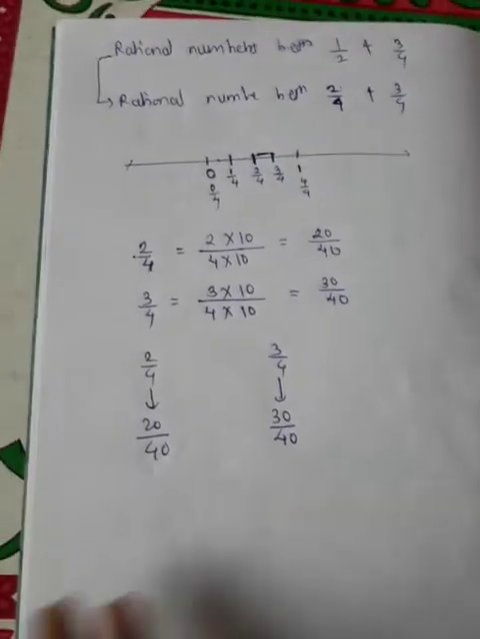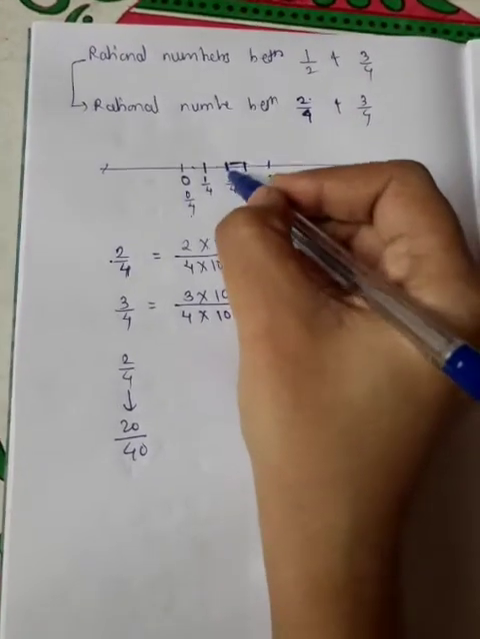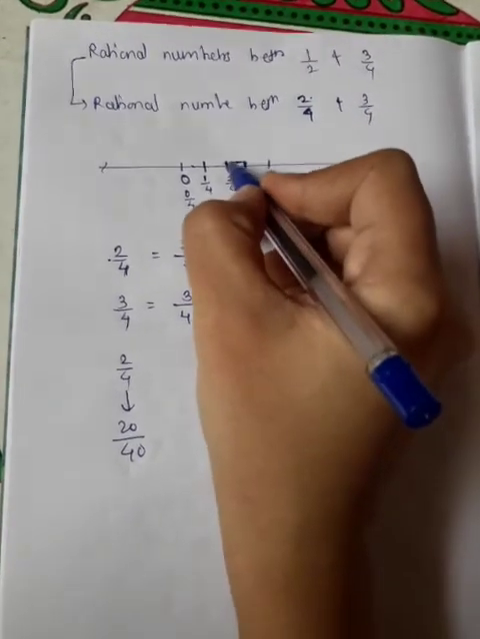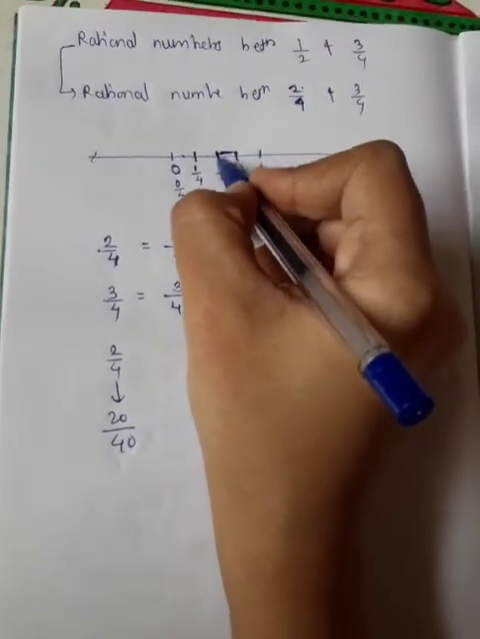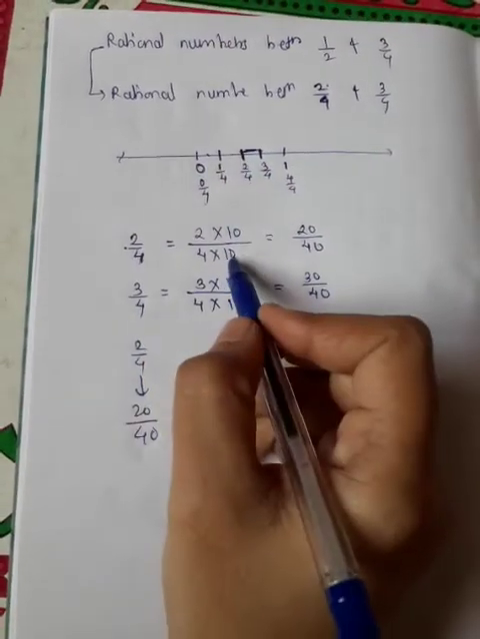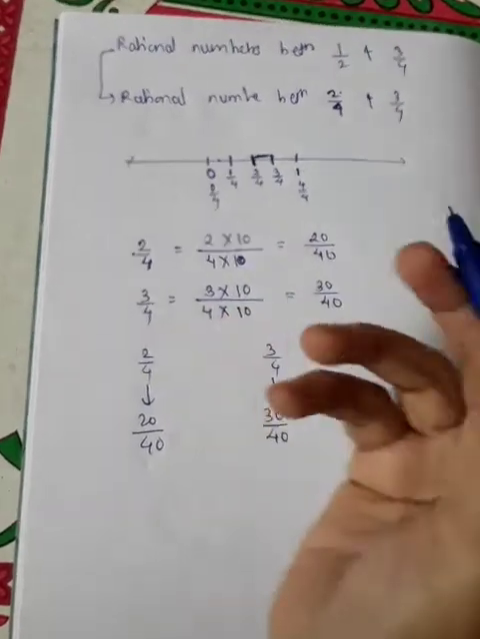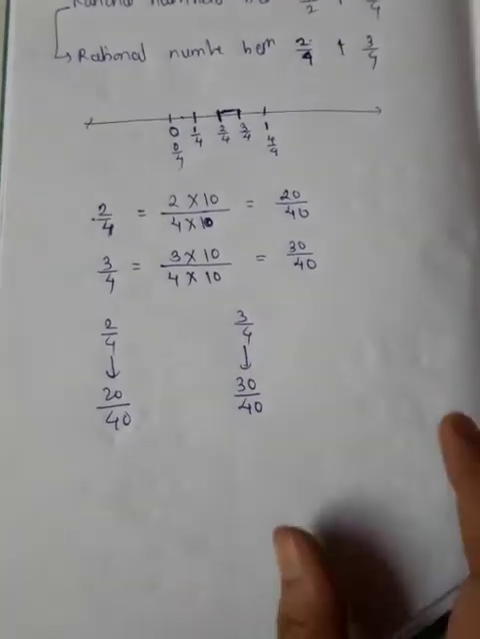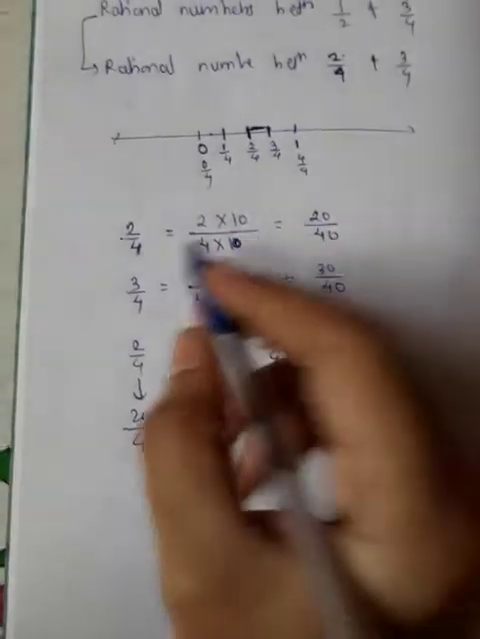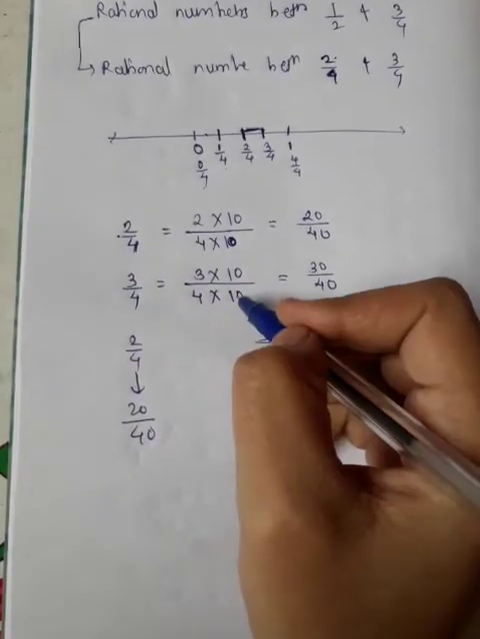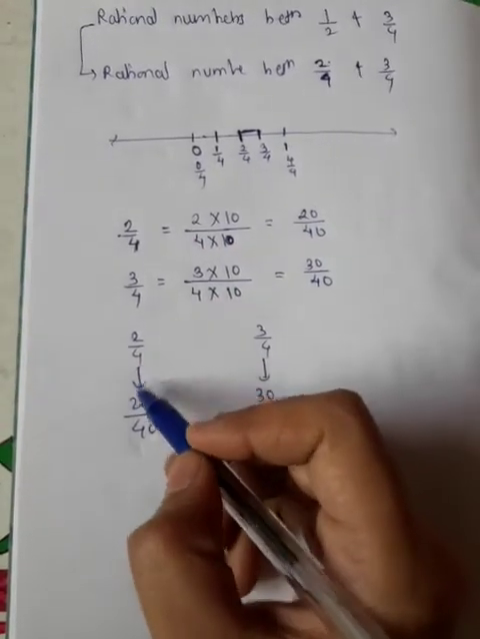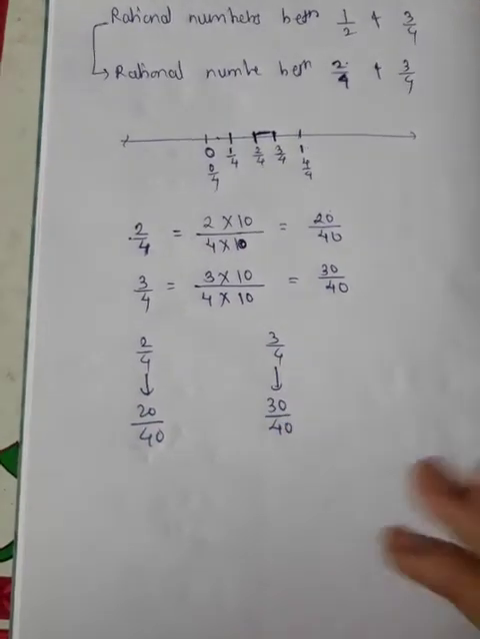Okay, now see, when we take 2 by 4 and 3 by 4, you can't observe rational numbers between these two rational numbers. But if you increase their denominators by 10 times, or by any number of times, okay, you can increase by 5 times, you can increase by 6 times. Okay, it depends on you. So here the denominator is increased by 10 times. Our new fractions are: 2 by 4 is converted into 20 by 40 and 3 by 4 is converted into 30 by 40.